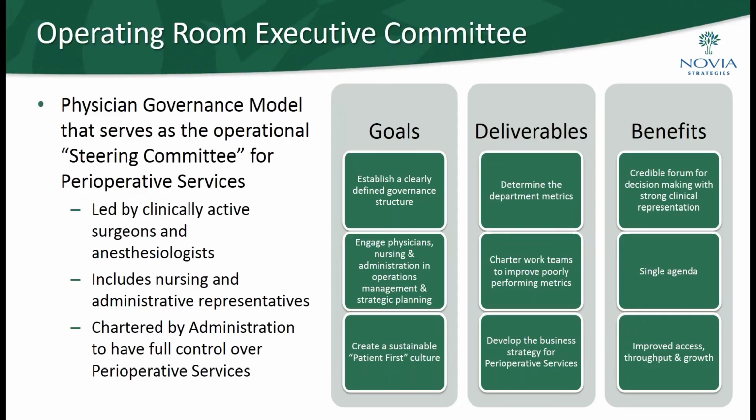This is the group that begins their work by determining the metrics of the department. What are the important indicators for efficiency for you to measure? So if your surgeons are saying that they're only 50% productive, you need to measure that. Are cases starting on time? Where is the waste in your system? Where is the rework in your system?